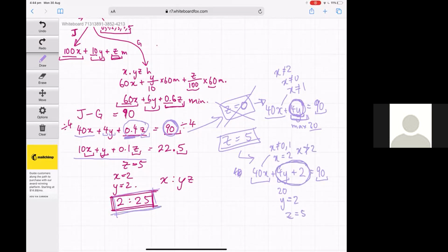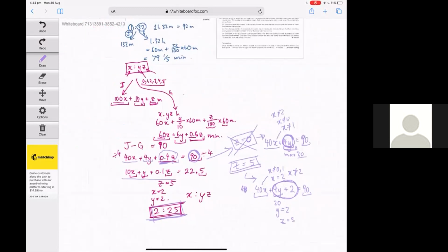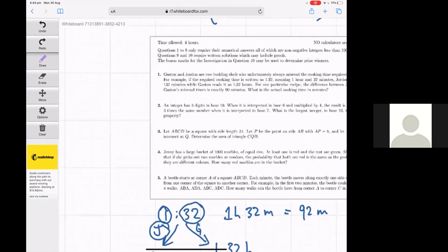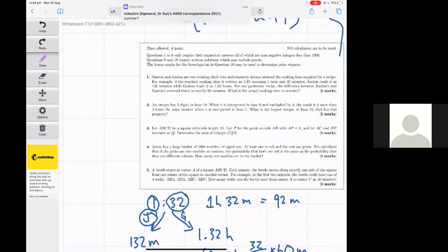So now we know that 2 hours and 25 minutes is our answer, but we also know that it's the only answer. Okay, so that's question 1 done. Let's do question 2 now.